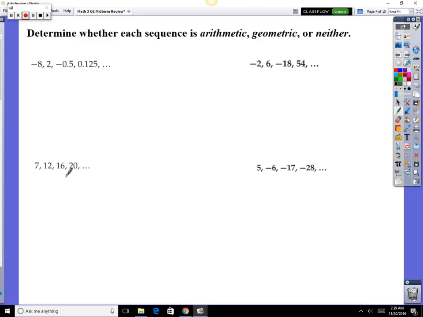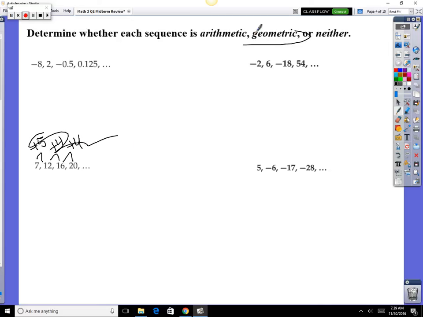This one looks like it might be linear, might be arithmetic. So 7 to 12, that changed by addition 5 times. 12 to 16, that changed by addition 4 times. That changed by addition 4 times. So it's not arithmetic. It's got to be plus 5, plus 5, plus 5. Same number all the time.